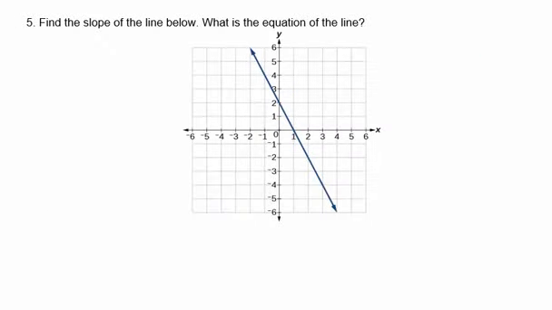For number 5, if we're trying to find the slope of the line given a graph, we can just locate 2 points whose coordinates are integers and count the rise over the run. And so I would count down 2, right 1, and so the slope is negative 2. Now, an equation in slope-intercept form is y equals negative 2x plus 2, since the y-intercept is 2.